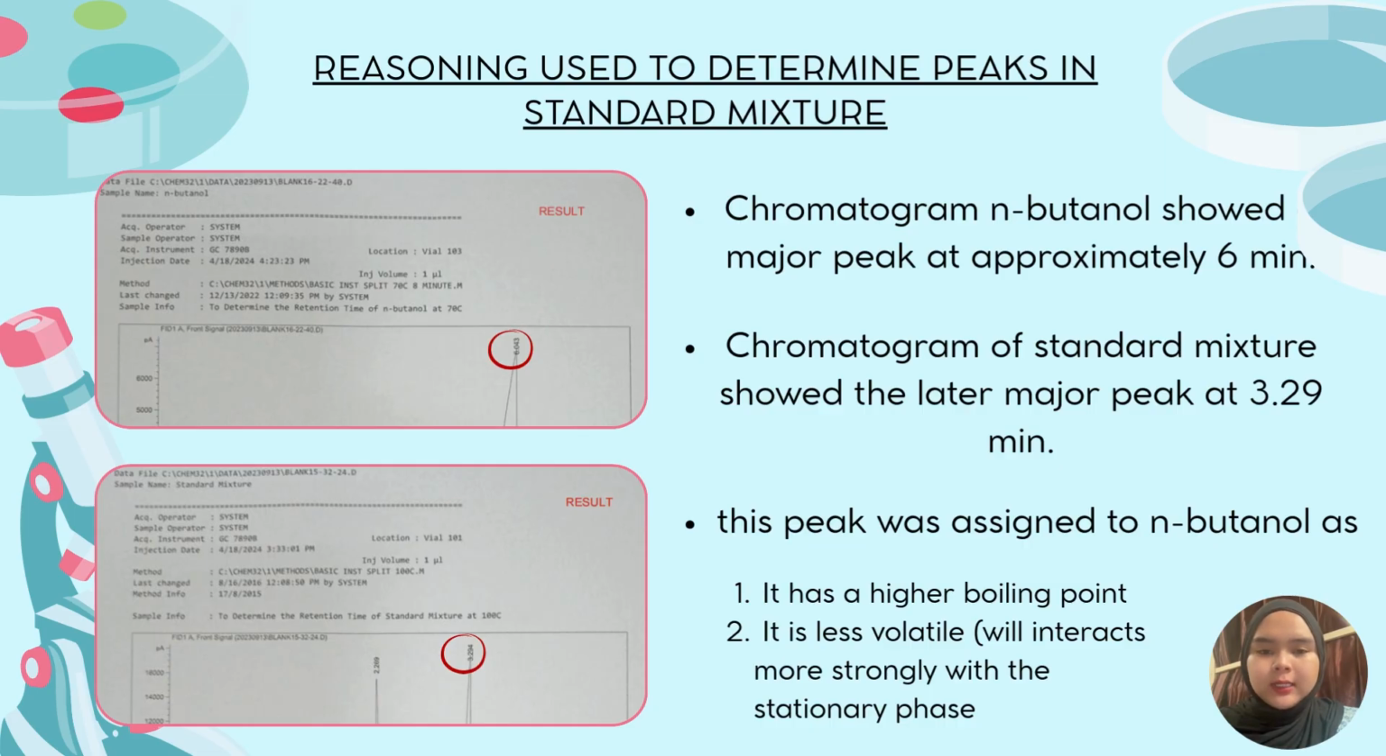When it is less volatile, therefore it will elute later because it interacts more strongly with the stationary phase. So the same reason happened in this picture too, because the temperature is higher when running the second picture. That's why we can see the different times in the first and second picture.